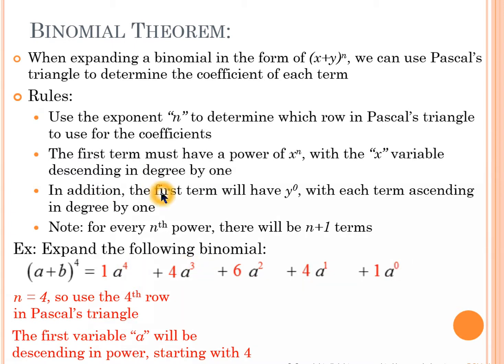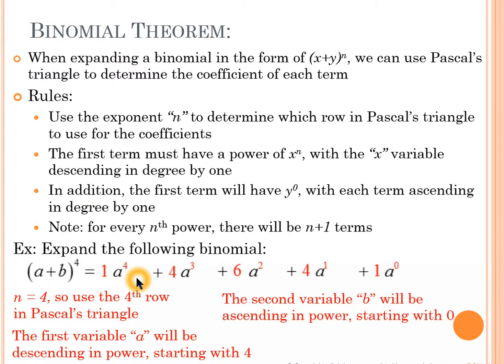In addition, the first term, which is this guy right here, will have a y to the power 0. So I don't have a y here, I have a b, so this will be b to the power of 0. And then with each term going up in degree by 1. So if this is b to the power 0, then for my second term, this will be b to the power of 1. And this guy will be b to the power of 2, b to the power of 3, and finally I have b to the power of 4.